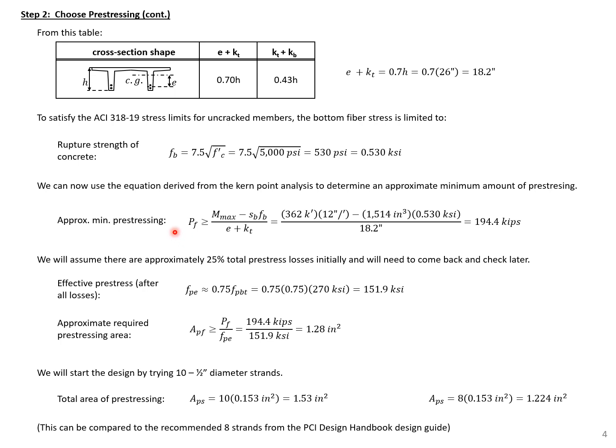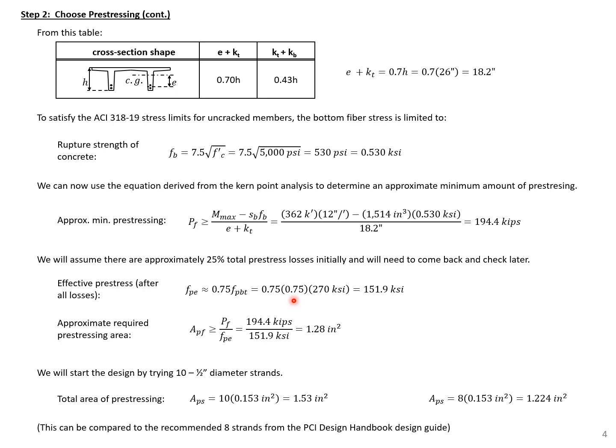So for more details about the derivation for the kern point equations, you can go to the presentation video for this module. But you can see here, using the approximate equation, we would get that we need a total pre-stressing force greater than or equal to 194.4 kips.